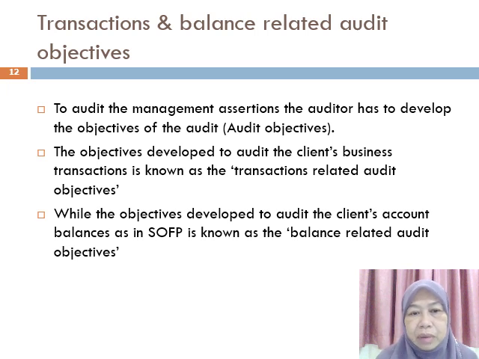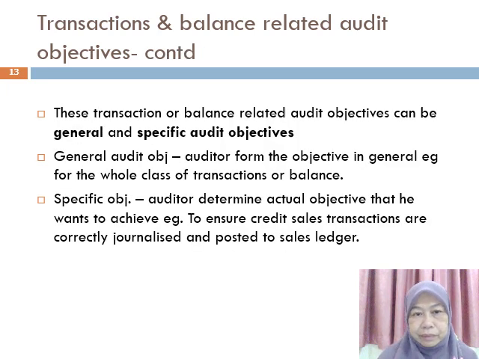When the auditor is going to audit items that are related to transactions, the auditor therefore has to develop the transaction related audit objective. If the auditor is going to audit assertions that relate to account balances, the auditor has to develop the balance related audit objective. The transaction or balance related audit objectives can be classified into general and specific audit objectives. The auditor has to develop both, first the general audit objective, and after that the specific audit objective.